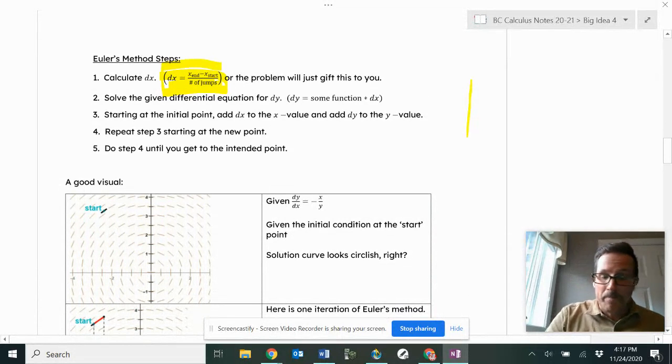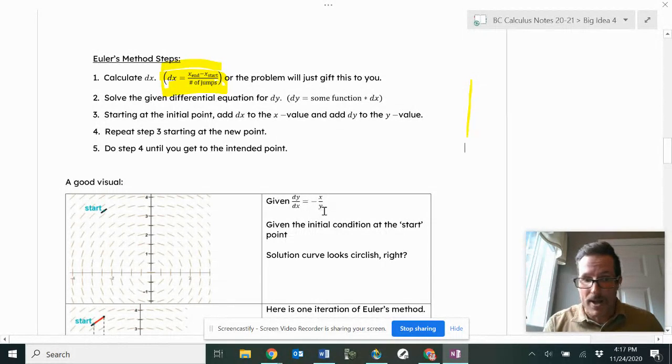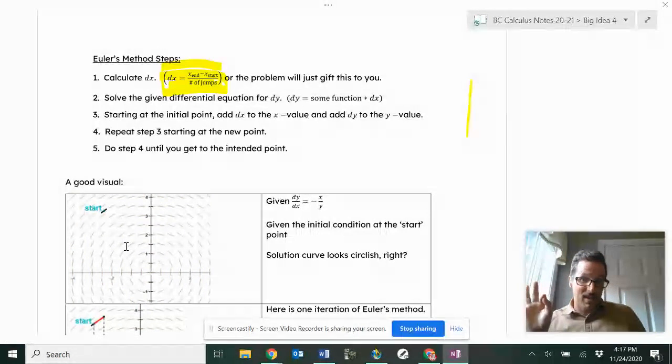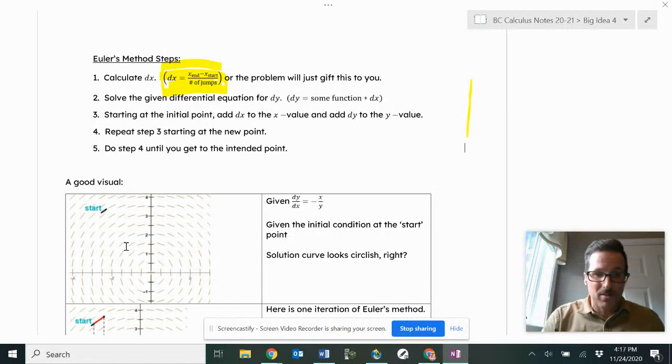So here we have a slope field that's reminiscent of some circles, right? So dy/dx is negative x divided by y. And we want to approximate a curve here using Euler's method. So at this initial condition, the start point, we see the slope is positive. We're going to just pick an x step. On this, it's going to be called h here, reminiscent of the limit definition of a derivative, limit as h goes to 0.